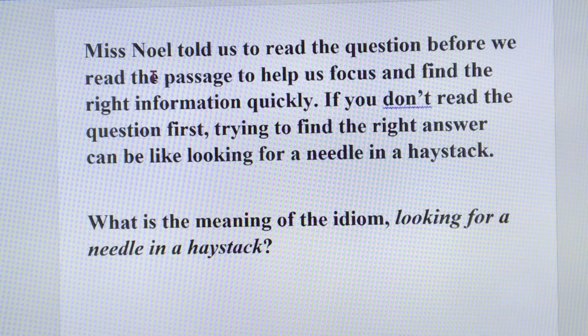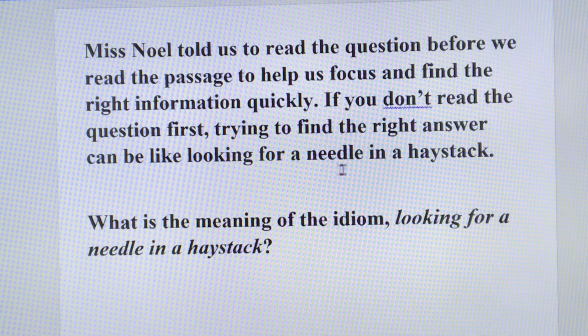So let's go ahead and take a look at the context of this idiom. Miss Noel told us to read the question before we read the passage to help us focus and find the right information quickly. If you don't read the question first, trying to find the right answer can be like looking for a needle in a haystack. What is the meaning of the idiom, looking for a needle in a haystack?